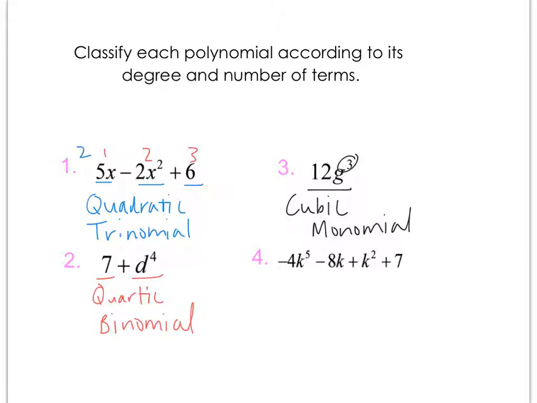Number 4, so the largest degree I see here is 5. So with the degree of 5, that's quintic. And then how many terms are there? There's 1, 2, 3, 4. So again, if you can recall, anything that has more than 3 terms, so 4 or more, would be just considered a polynomial. So this is a quintic polynomial.